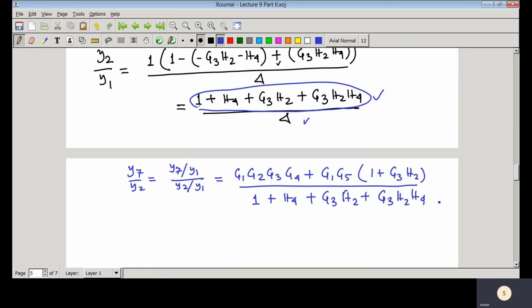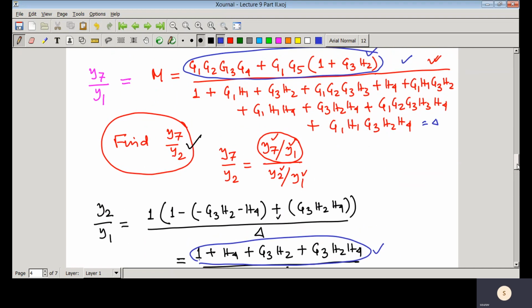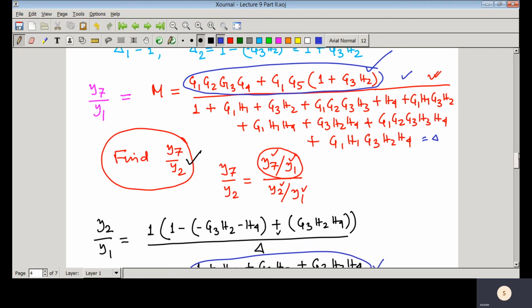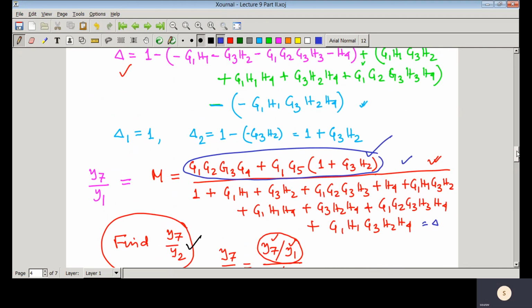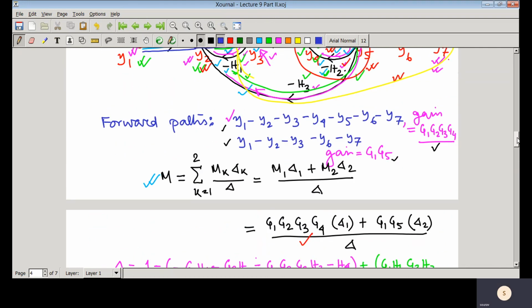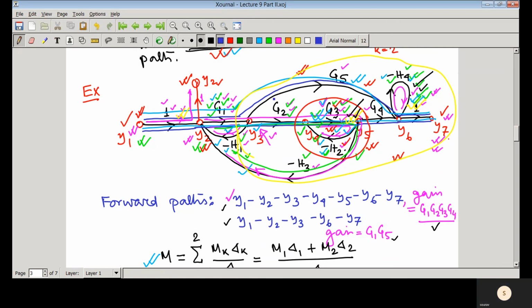So this is the method you need to follow for finding the transfer function using Mason-Gain formula, whenever you are asked to find the transfer function from any node inside the signal flow graph to the output.